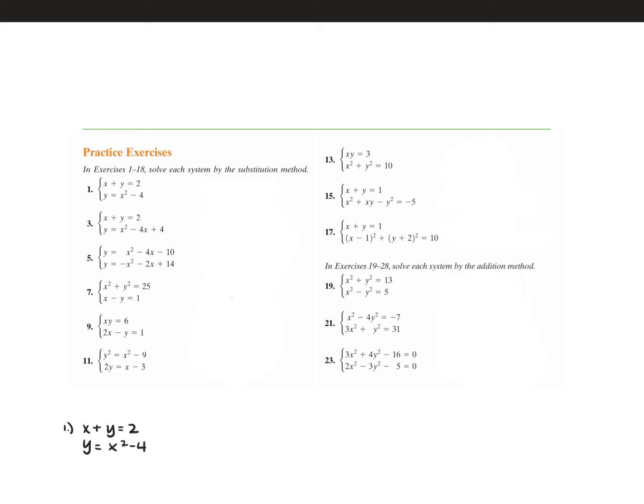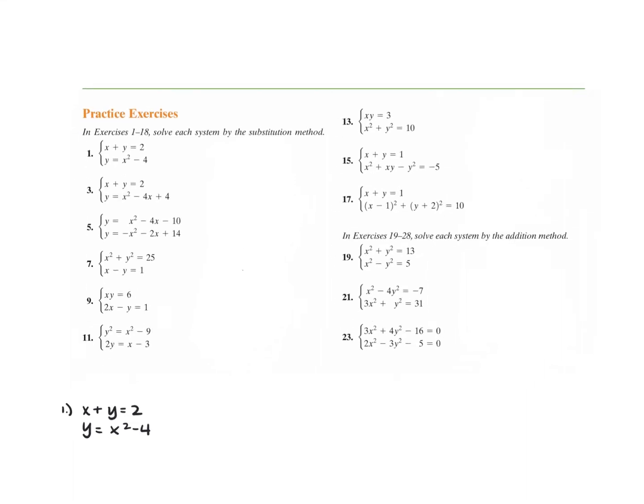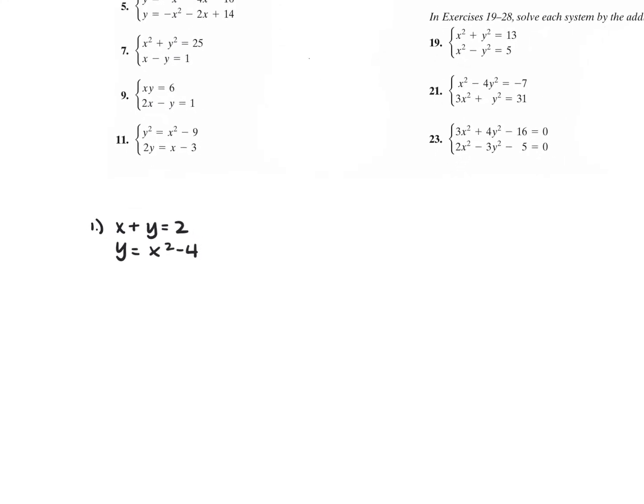If we look at number 1, we have x plus y is equal to 2 and y is equal to x squared minus 4. We already have that y is equal to x squared minus 4. So we're going to take that x squared minus 4, we're going to plug it in for y in the first equation. So we're going to have x plus x squared minus 4 is equal to 2.